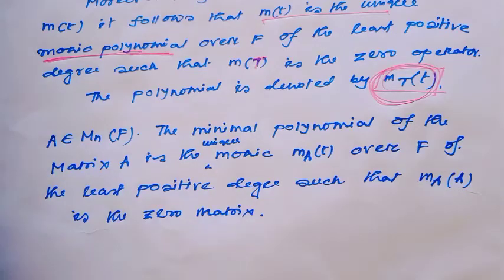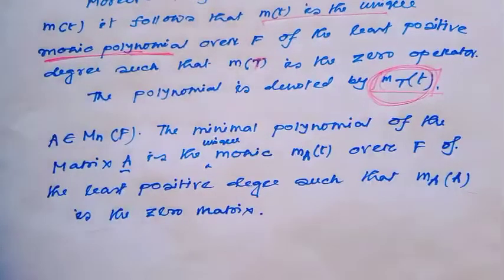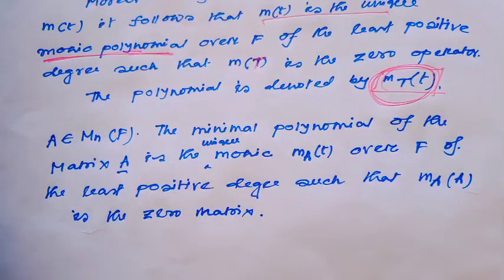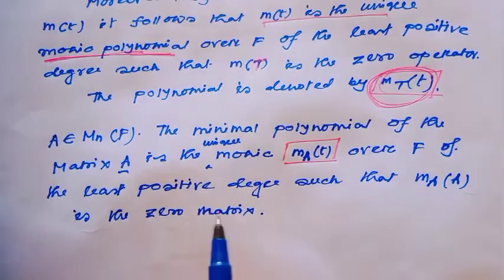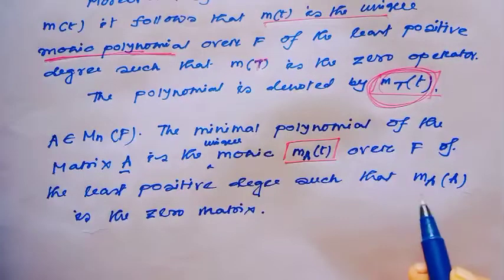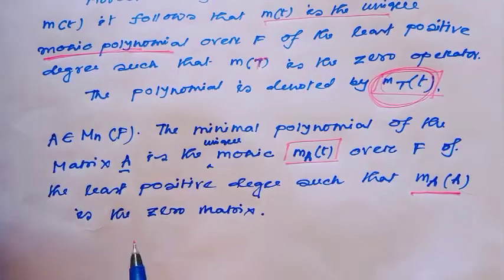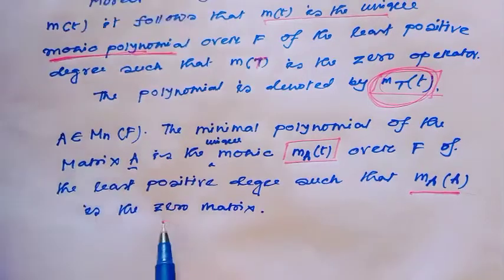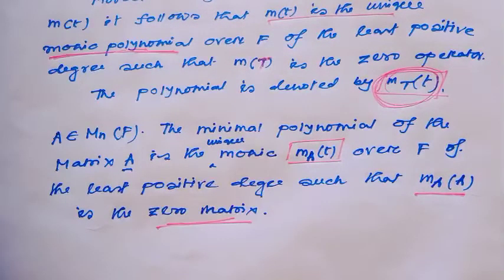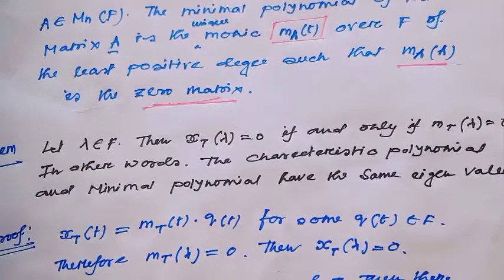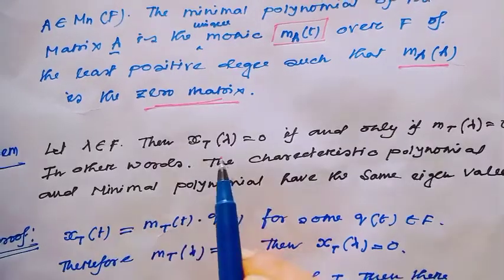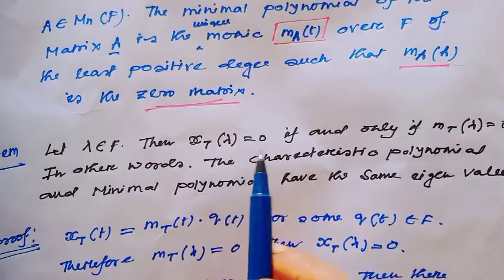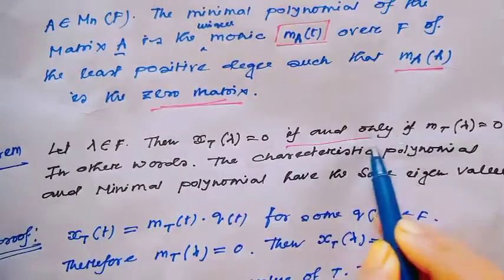Then the minimal polynomial of the matrix A is the unique monic polynomial, denoted by m_A(t), over the field F, of the least positive degree such that m_A(A) = 0, where 0 means the zero matrix. Now I will show our first goal. Let lambda belong to the field. Then the characteristic polynomial of T at lambda equals 0 if and only if the minimal polynomial at lambda equals 0.